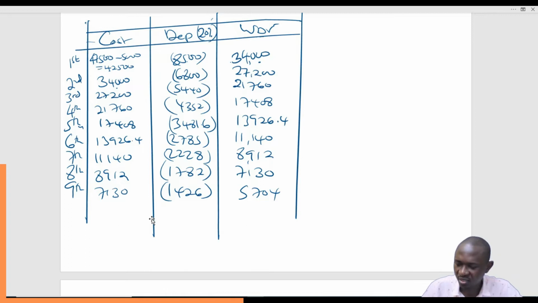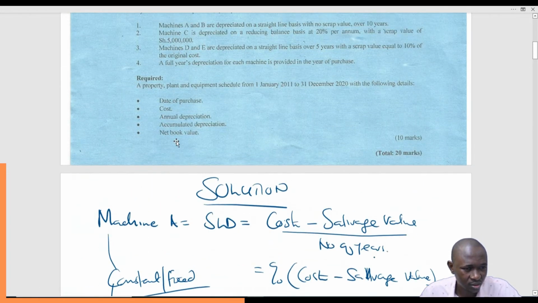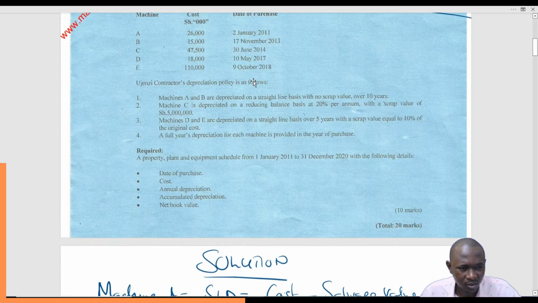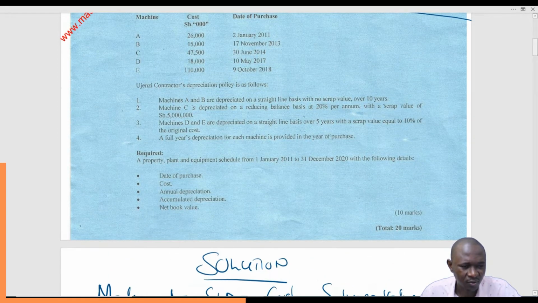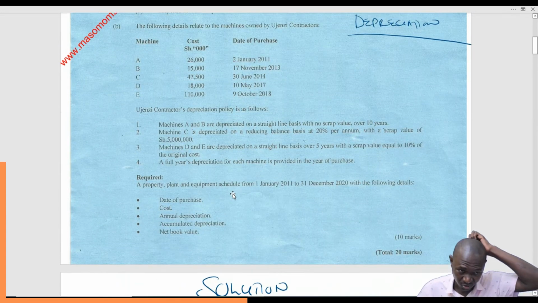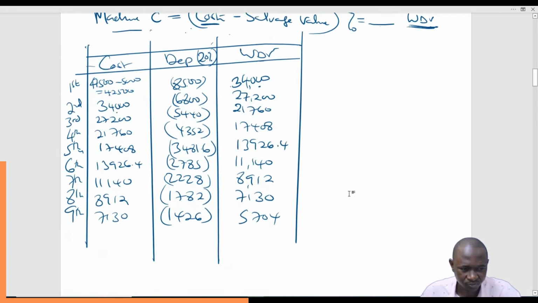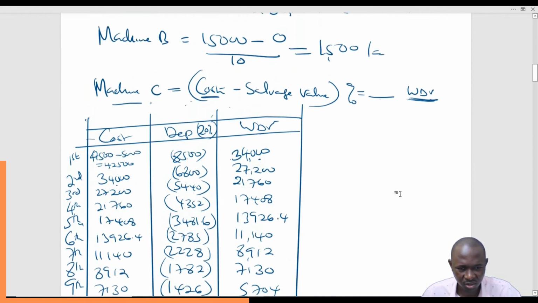I hope by this time, because the machine was bought in 2014 and they want us to go up to 2020, that should be pretty good. We have done what is expected of us, so we can as well stop there. So this is machine C. And now let's go to machine D.